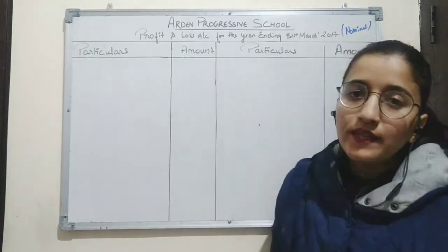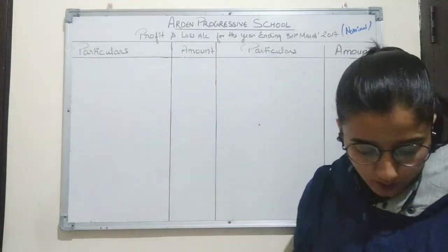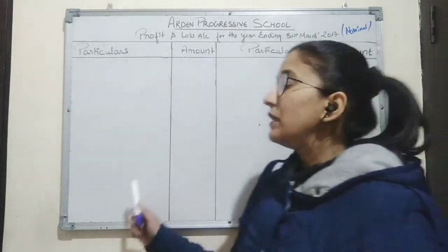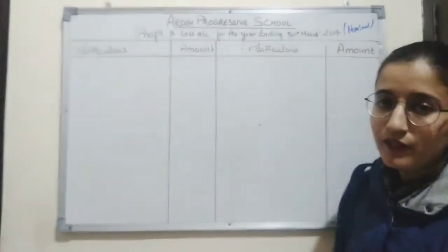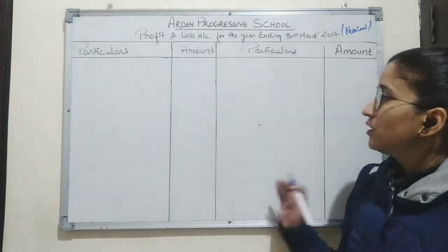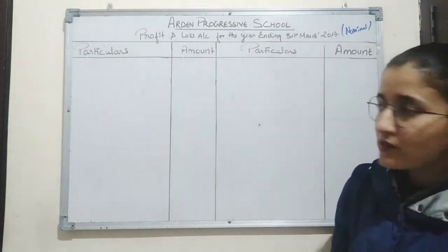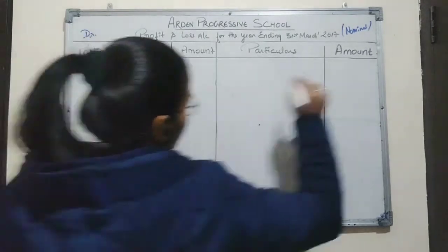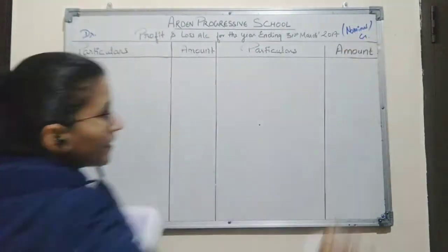So here all the expenses and incomes are given in the question. We have to plot these expenses and income on the debit and credit side of the profit and loss account. So here is the format for preparing profit and loss account. Particulars and amount on the debit side, and particulars and amount on the credit side.